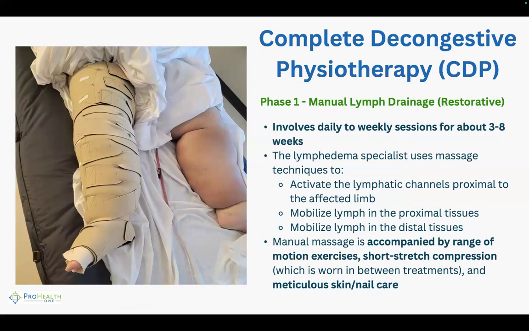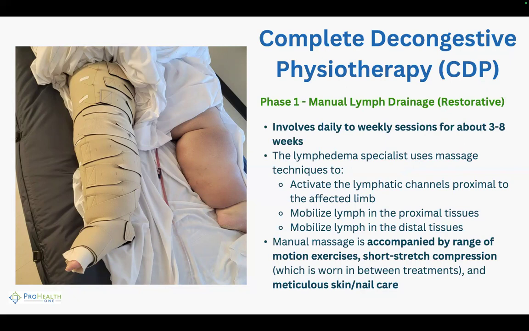To elaborate more about those two phases. The first phase is the manual lymph drainage phase, where for about 3 to 8 weeks, they'll have sessions where they'll do the massages. There are very good videos on YouTube. If you can find a good one, I would recommend even trying to see about this.